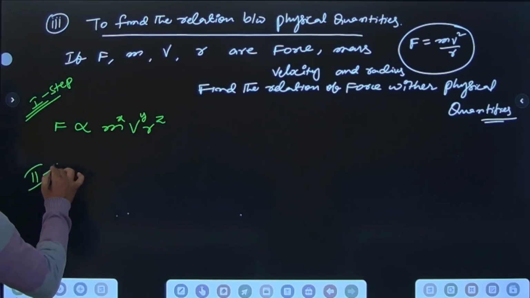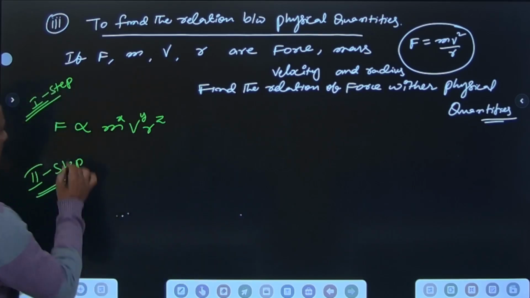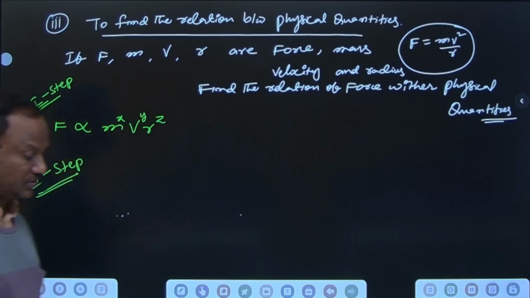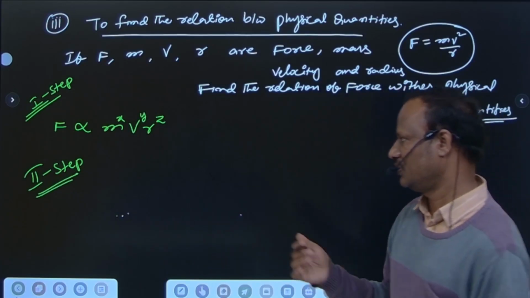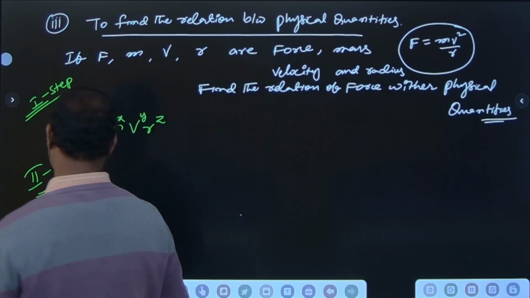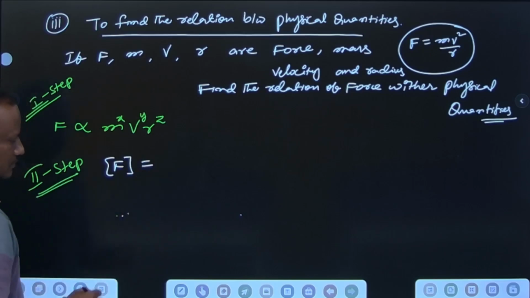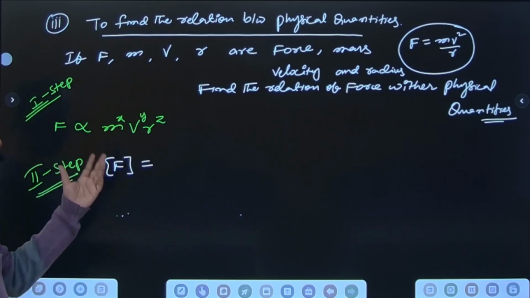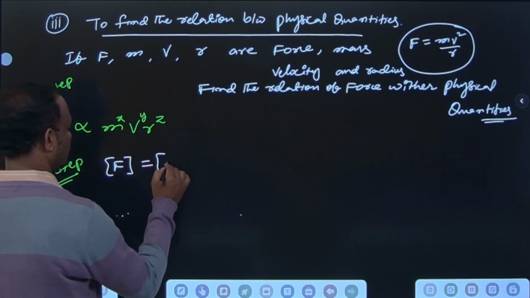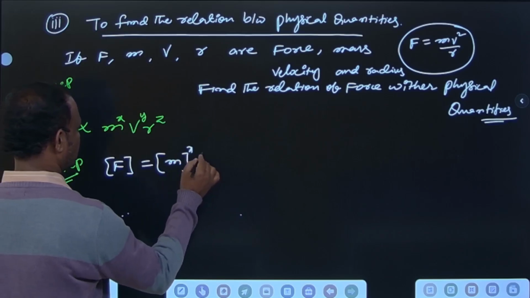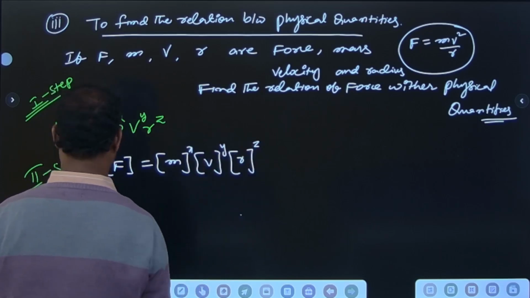Step 2: what is the second step? Write the dimensional formula. Compulsorily we should know the dimensional formula, and to know it we should know the actual formula. If you know the actual formula, we can easily write the dimensional formula. The dimensional formula of force is equal to, removing the proportionality because the dimensional formula of a constant is M power 0, L power 0, T power 0, the dimensional formula of m to the power x, of v, and of r.